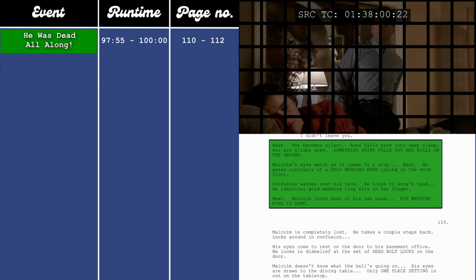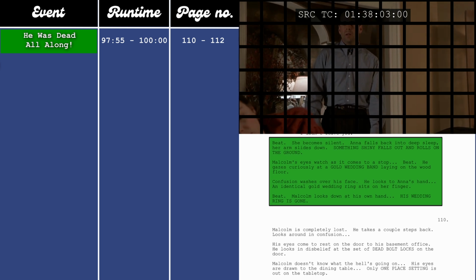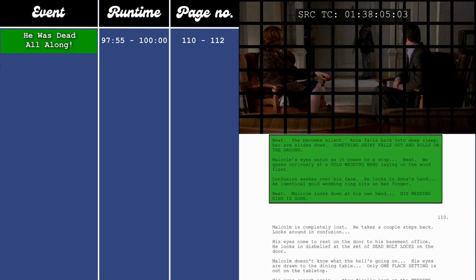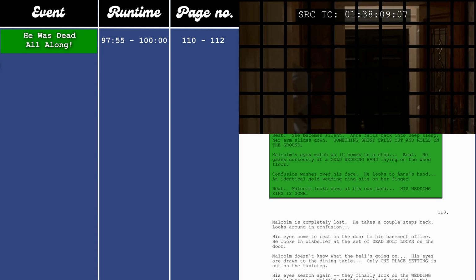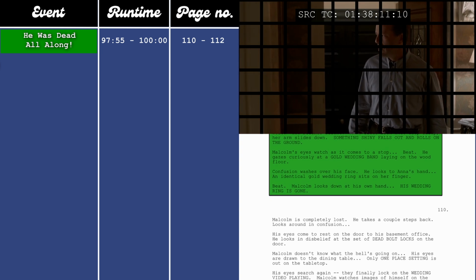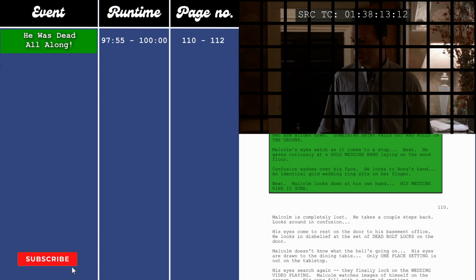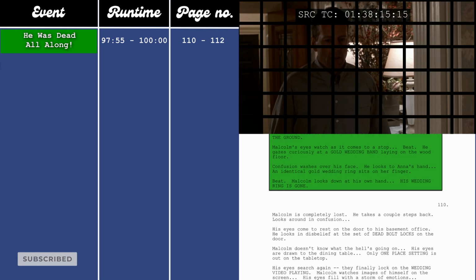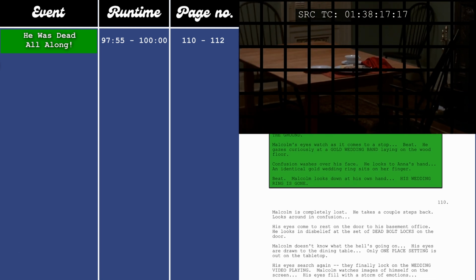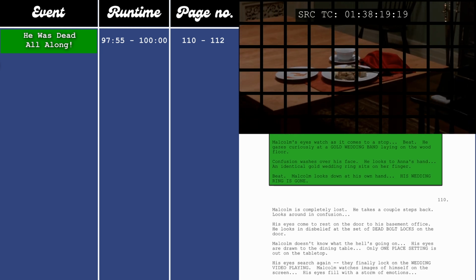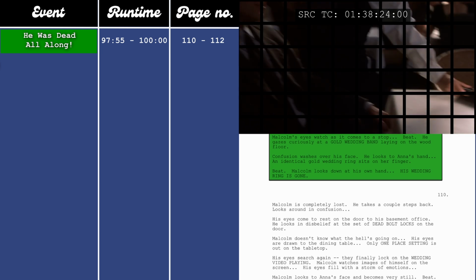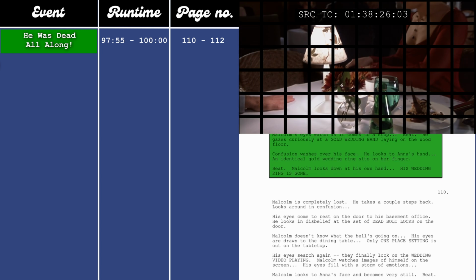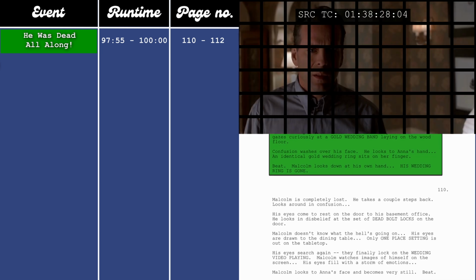Oh my God. So the whole realisation sequence between minutes 97:55 to 100 and pages 110 to 112 play out pretty much the same in the script versus the film. The biggest difference is that in the film there are some flashbacks to Cole telling us about seeing ghosts and that they don't know they're dead, and then there's a few little inserts from various sections in the film, but everything outside of those flashbacks is basically the same.